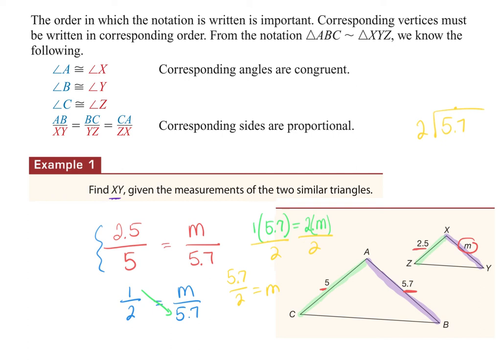How many times does 2 go into 5.7? 2 goes into 5 how many times? 2, right? And it goes into 17 how many times? 8. And then we need to drop a 0. Goes into 10 how many times? 5. So I have 2. That means this guy right here is 2.85. All right?